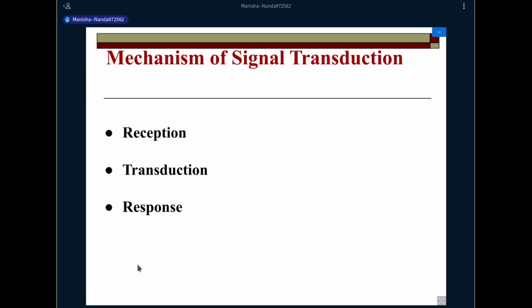Now, after learning about the types of signaling, let's learn about the mechanism of signal transduction, or what are the basic steps in cell-to-cell signaling. Reception, transduction, and response. Now we'll see what they are. Now just take a look at this.